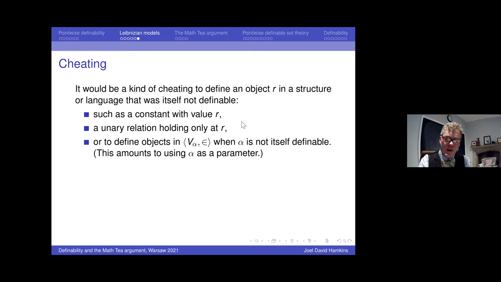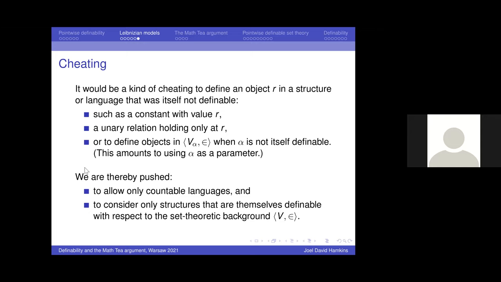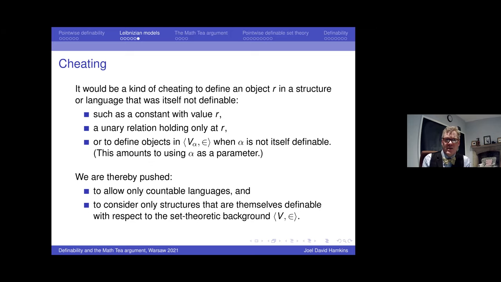Please interrupt with questions. Feel free, because okay, so we're pushed to allow only countable languages. I think it's natural to consider countable or possibly even only finite languages. And furthermore, to consider only structures that are themselves definable in the set theoretic background. I think anything less than that is counting as cheating.